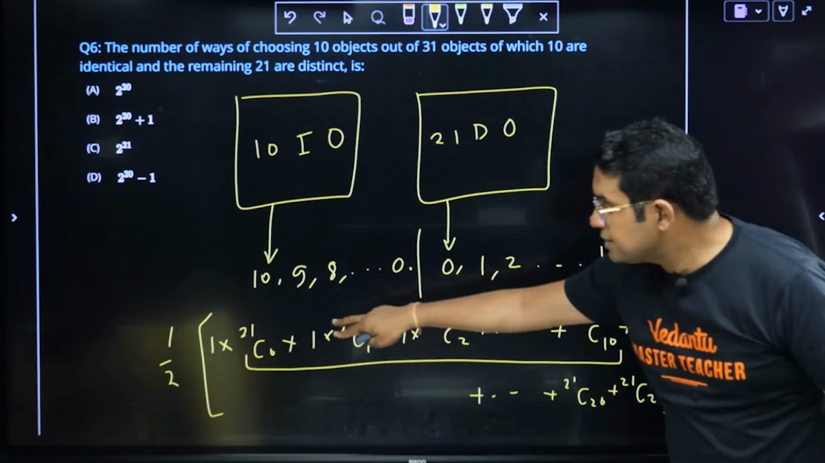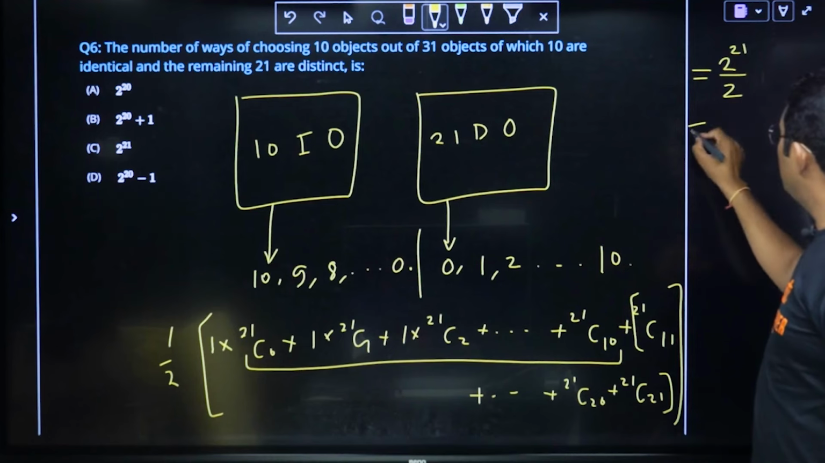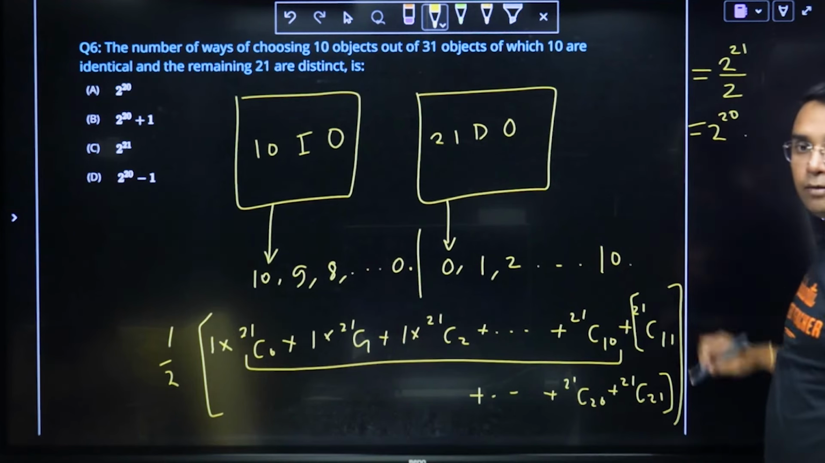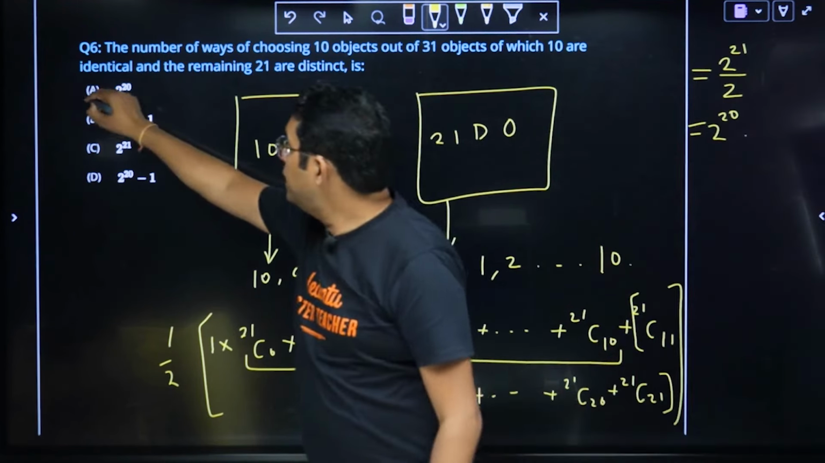Okay, now this sum of all the binomial coefficients will be equal to 2 raised to the power 21, divided by 2. So the answer will be 2 raised to the power 20 for this question. Okay, so A is the answer here.